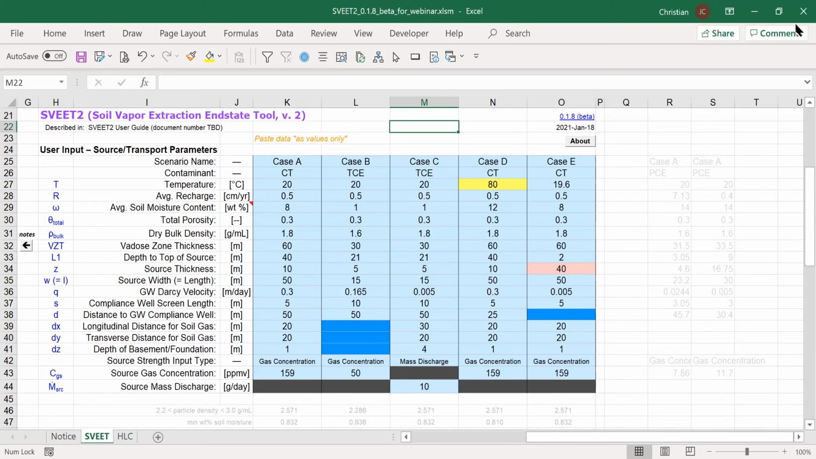All right, great. The next question, do you have any examples of experiences where you've used the model to obtain regulatory approval of transition decisions?